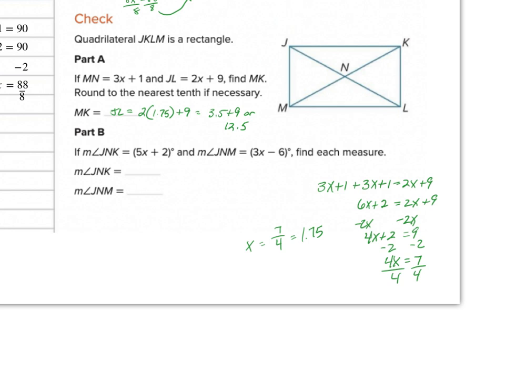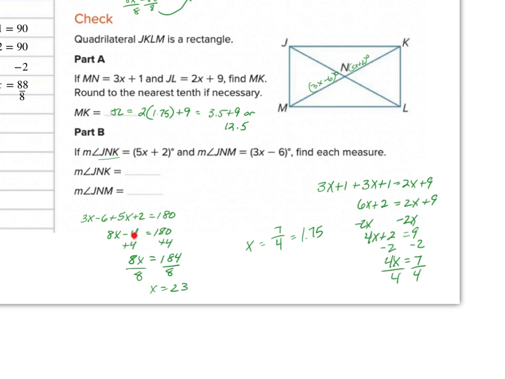And it tells me that JNK, so this angle measurement right here, is 5x plus 2 degrees. And then JNM, this angle measurement, is 3x minus 6 degrees. And I know that these two angles together add up to 180 degrees. So I should be able to make them equal to 180 degrees to find out what the value of x is for part B. So making them equal to 180 degrees, I combine like terms. 8x minus 4 equals 180.